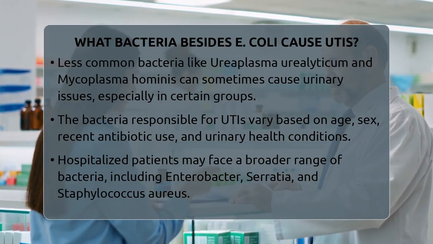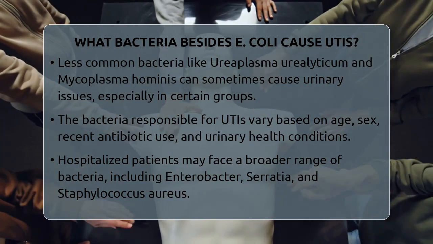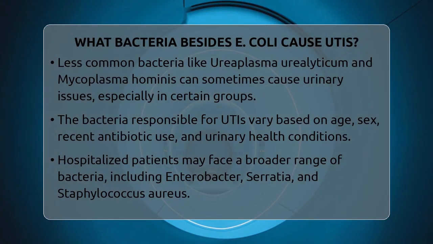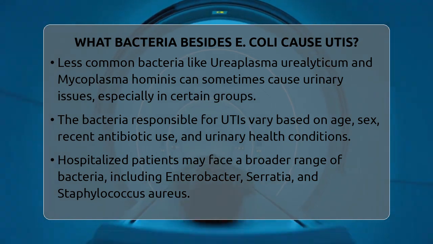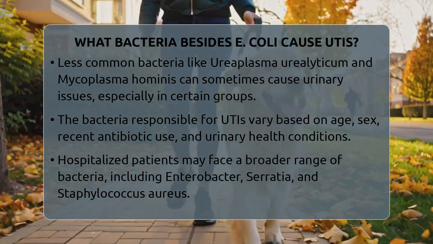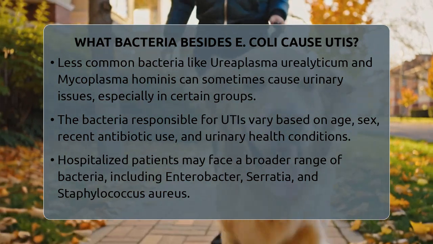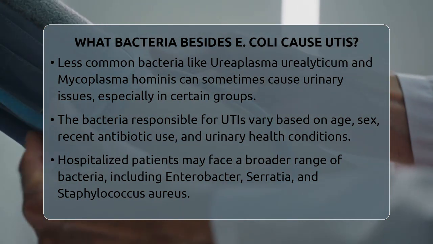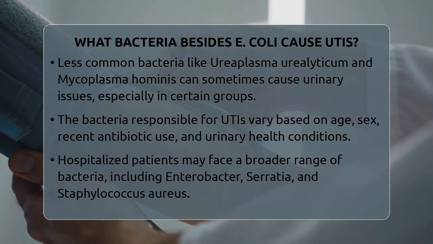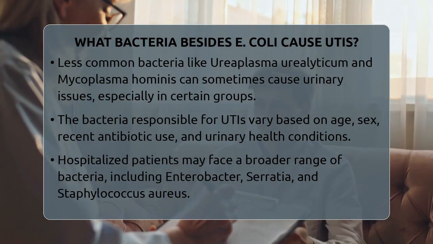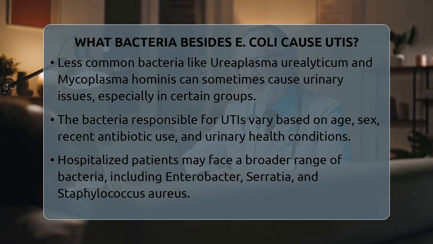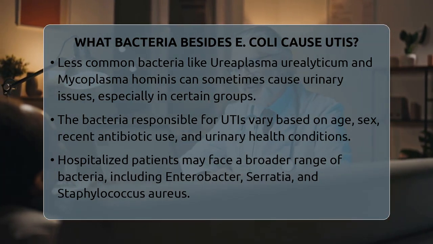The type of bacteria causing a UTI can depend on factors like age, sex, recent antibiotic use, and whether there are underlying urinary tract issues. For example, males, people with urinary tract abnormalities, and those recently treated with antibiotics are more likely to have infections caused by bacteria other than E. coli. Hospitalized patients often face a broader range of bacteria, including Enterobacter, Serratia, and even Staphylococcus aureus.